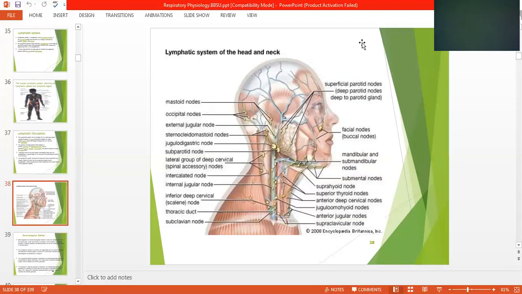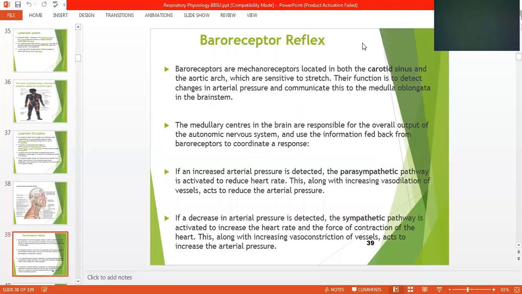Here you can see the lymph system of the head and neck. The whole figure shown over here is representing the nodes which are distributed in our head and neck. So this is a very important lymphatic system for the defense mechanism of the body.